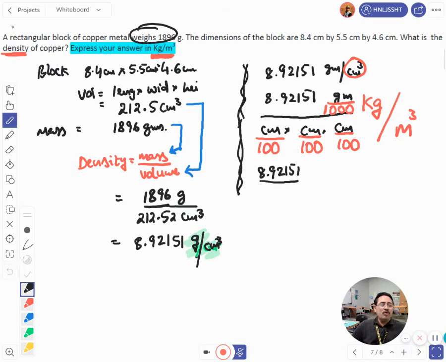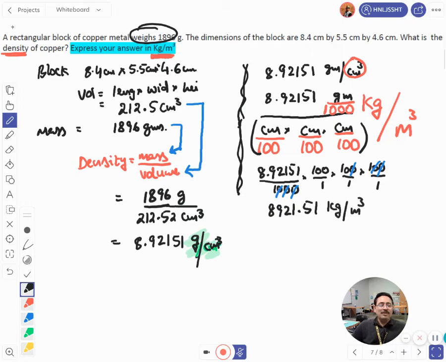It is 8.92151 over 1000. While dividing, we take the reciprocal, so 1 over 100 changes to 100 over 1. You can strike 3 zeros in the denominator against 3 zeros in the numerator. Then when you do the multiplication using your calculator, it is 8921.51 kilograms per cubic meter.